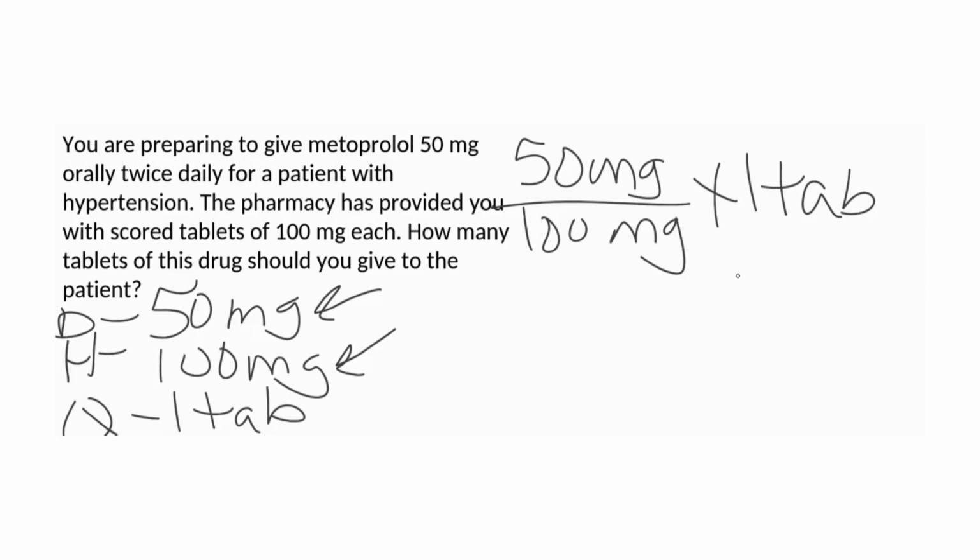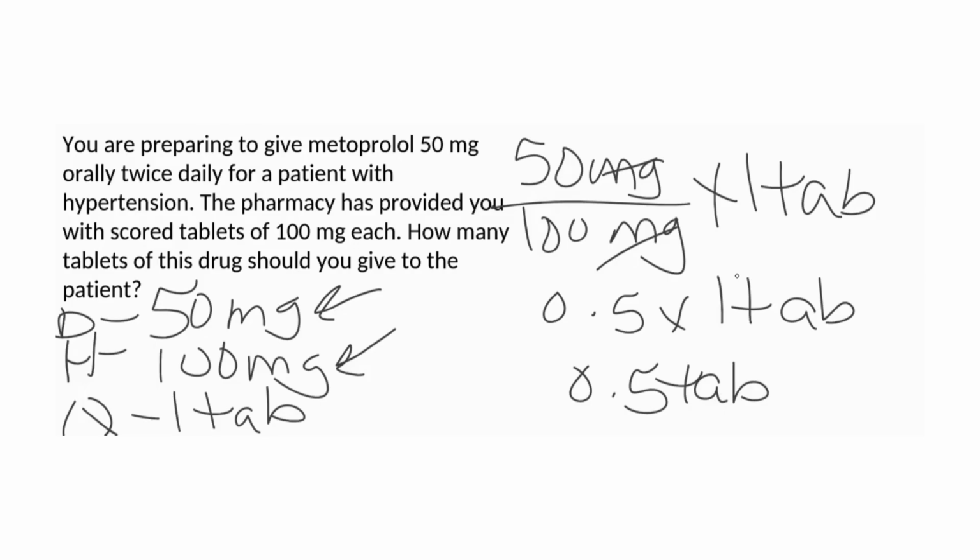50 divided by 100 is 0.5. Milligrams have canceled out, times 1 tab. Right? 0.5 tab. In other words, half a tablet. And if you can see in the problem, it does tell us that the pharmacy gives us scored tablets of 100 milligram each. And scored just means that it's marked where you can cut the tablet in half, break it in half. So we have this 100 milligram tablet and we can break it. It's scored. We want to give half a tablet and that will equal 50 milligram.